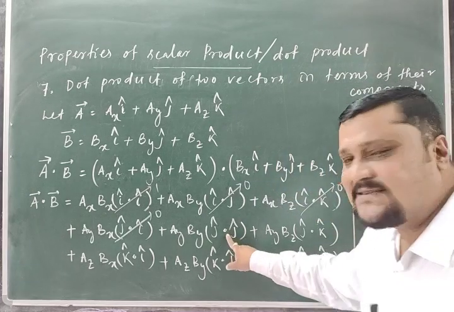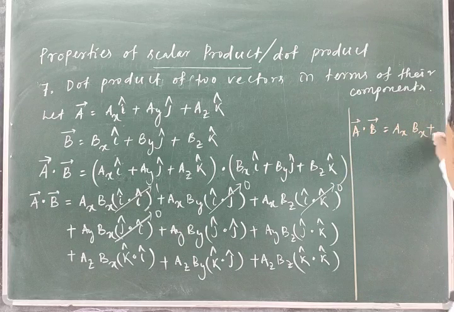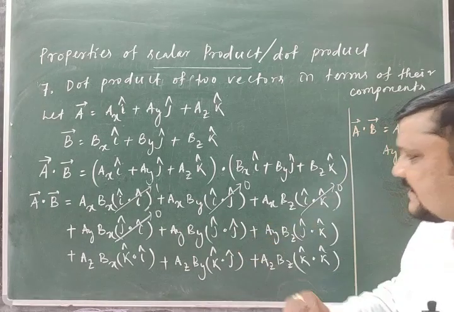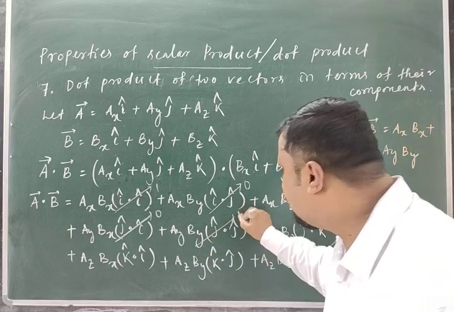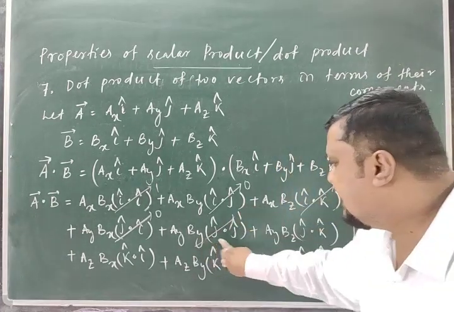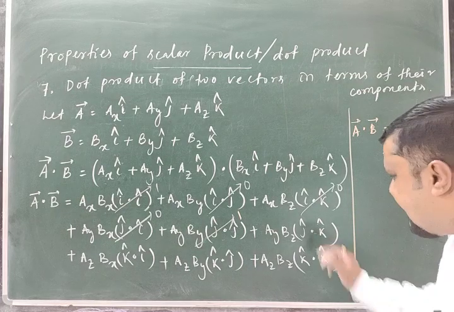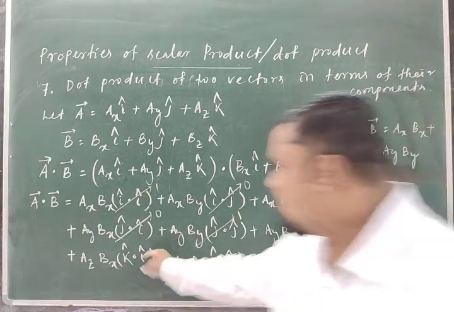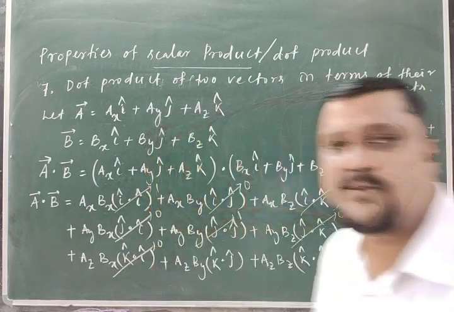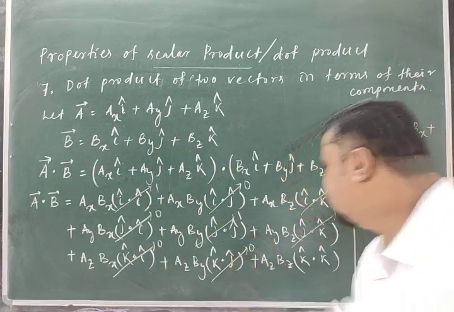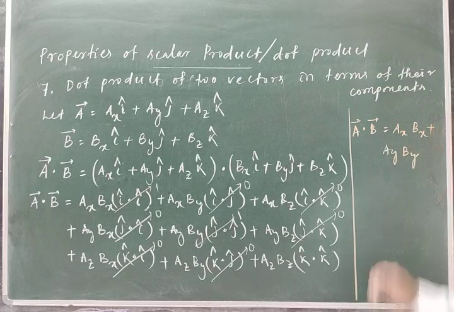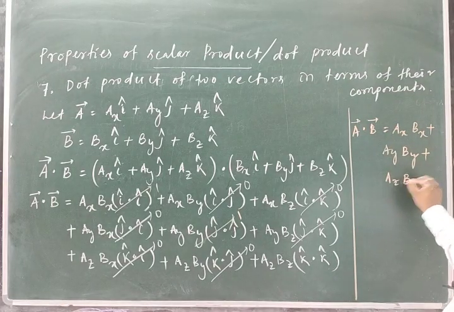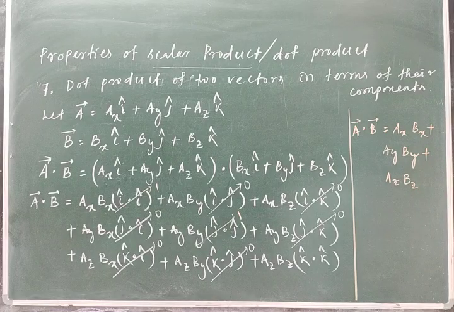Then j dot j is 1. So what I am writing next? ay by into 1. So this will give me a 1. This is j dot j. Then j cap dot k is 0. k dot i is 0. k dot j is 0. k dot k is 1. So the next term is plus az bz.